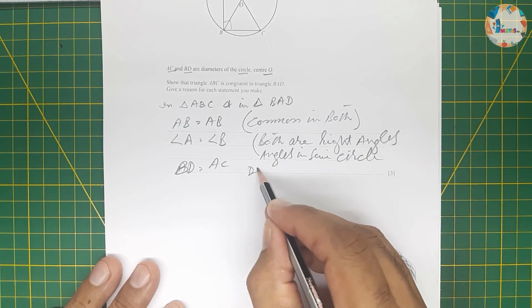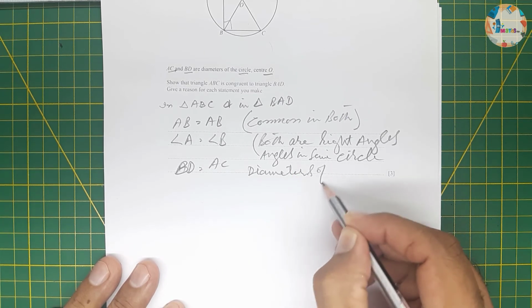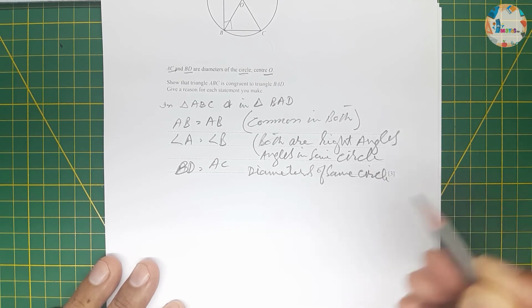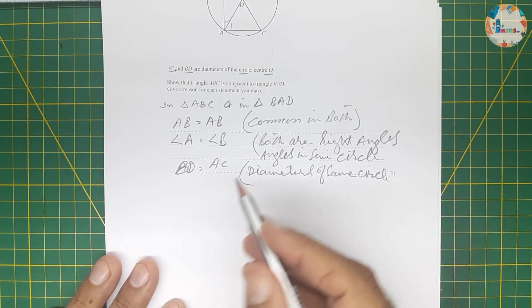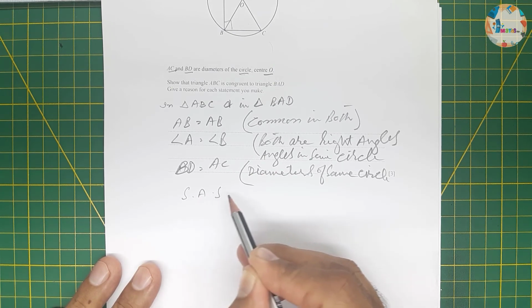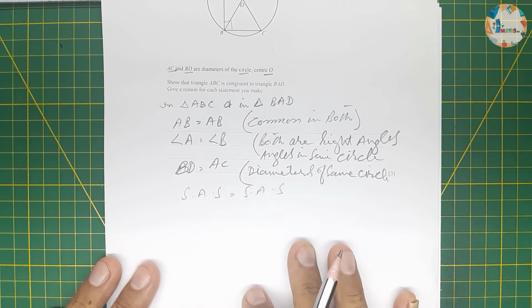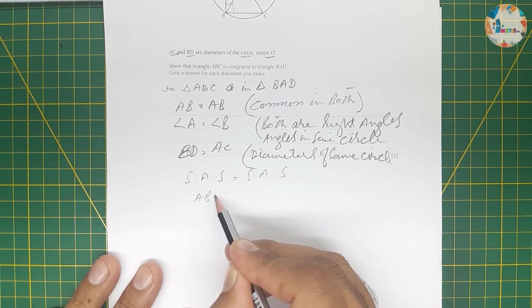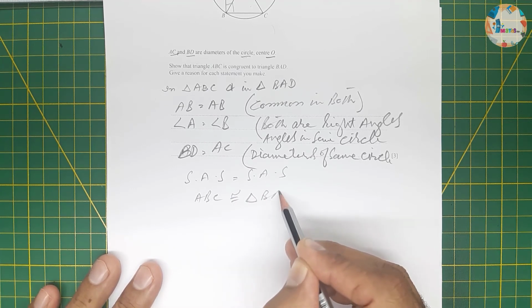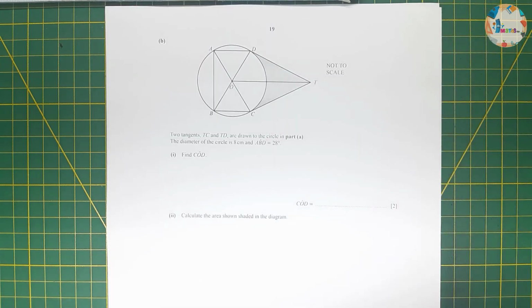So we can write diameters of same circle. So this is also done. So two sides and an angle, basically the side angle side theorem. So by this theorem we can write triangle ABC is congruent to triangle BAD. So this is done. Then B part.